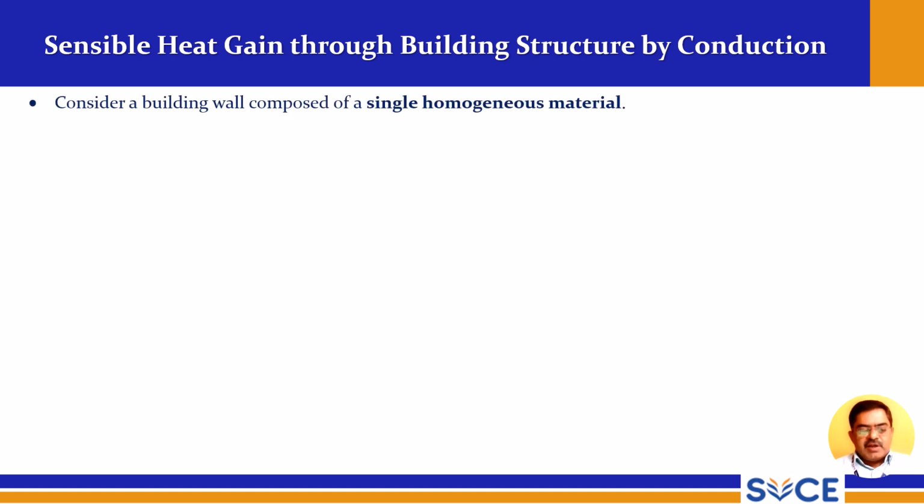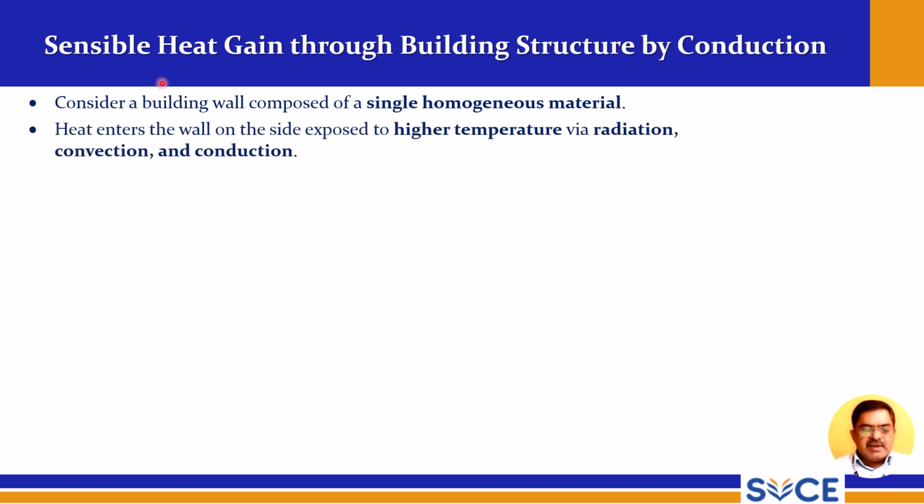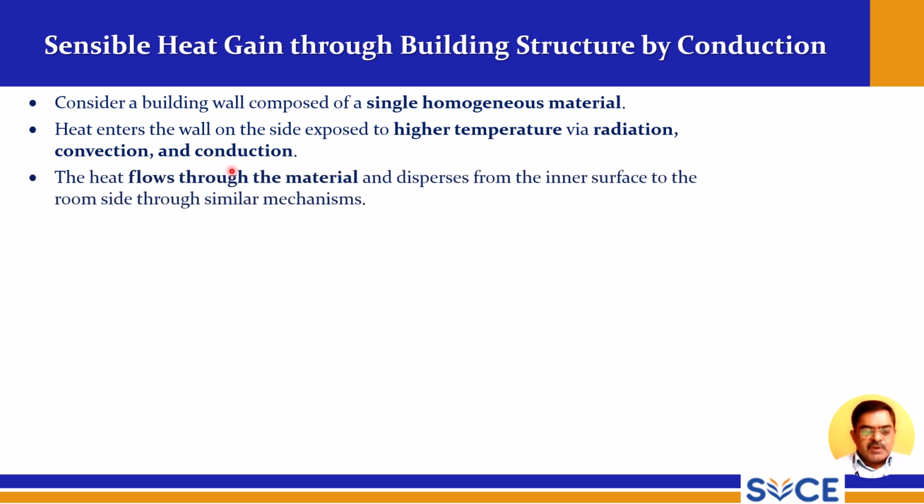So considering a building wall composed of a single homogeneous material, heat enters the wall on the side exposed to higher temperature via radiation, convection and conduction. So all three modes of heat transfer are possible here when the wall is made with a single homogeneous material, and the heat flows through the material and disperses from the inner surface to the room side through similar mechanisms.